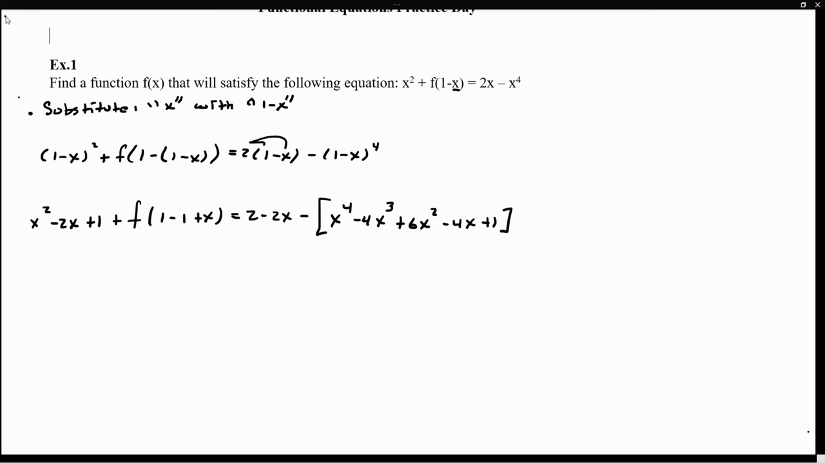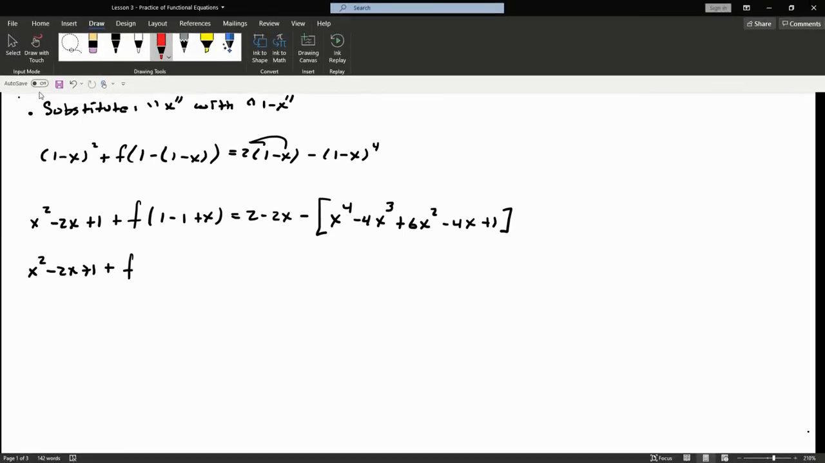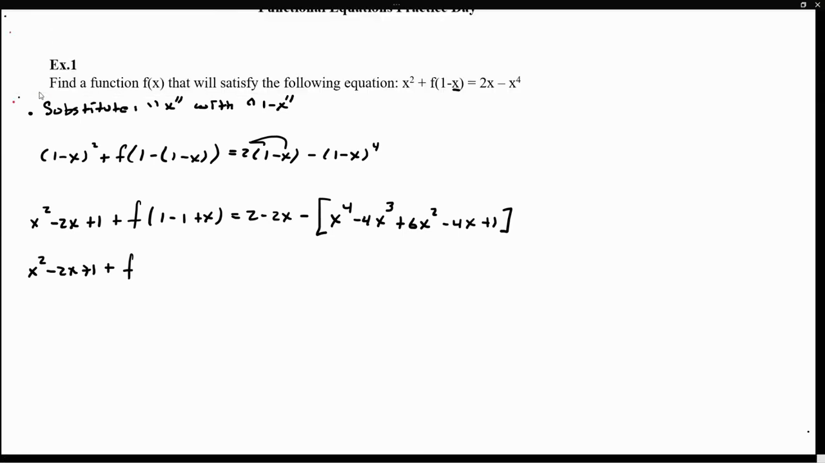Let's continue simplifying all this. So we have x squared minus 2x plus 1 plus, and now notice what's going to happen inside this parenthesis. Inside this parenthesis, this 1 and minus 1 are going to cancel out. And notice what we have left. All we have left is just x. So now we have rewritten our functional equation just in terms of f of x.